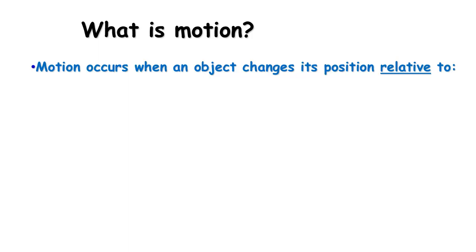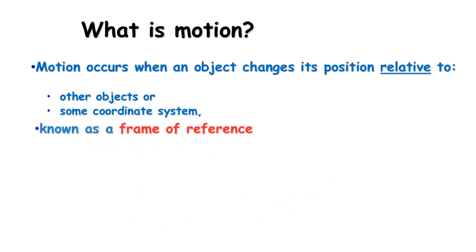Have you ever sat in a car and seen the car or truck next to you moving, and you're not sure whether it's you or the truck? You just need to look around and try and find something that's not moving to work out who it is. So we need another object, or some coordinate system, and we call this our frame of reference.